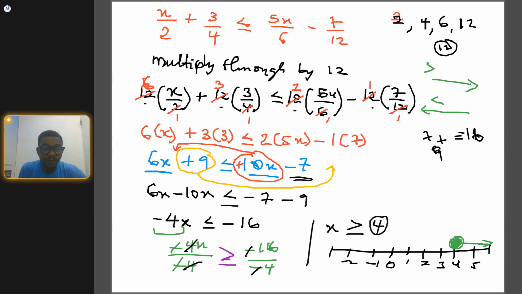The possible values that are going to be greater than or equals to 4 are 4, 5, 6, 7, up to infinity. Numbers that are equals to 4 or greater than 4 start from 4, 5, 6, 7, 8, 9, up to infinity. I believe this example is clear to us.